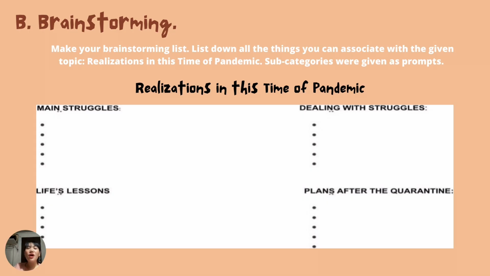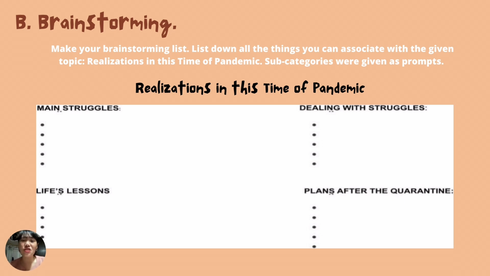Okay, so moving on to the next activity, we have the brainstorming. Again, please refer to your learning activity sheets. So here is the instruction on how you are going to make this activity under the brainstorming. Make your brainstorming list. List down all the things you can associate with a given topic: realizations in this time of pandemic.